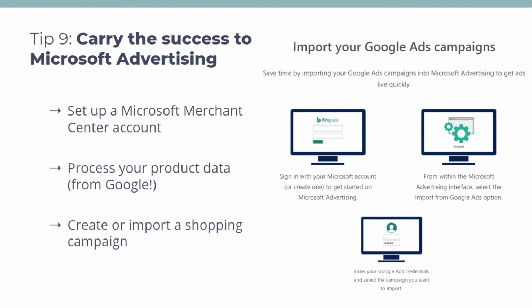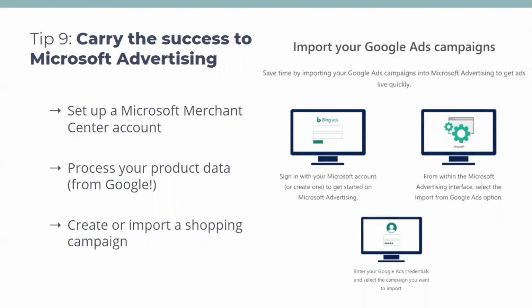If you have good success in Google and you're topping your impression share, you can easily carry your shopping campaigns over to Bing. So within Bing, if you already have an ads account, it's easy to get a Merchant Center account set up right from the ads platform. That will be under tools. And then from there you can get your Microsoft Merchant Center account kicked off.